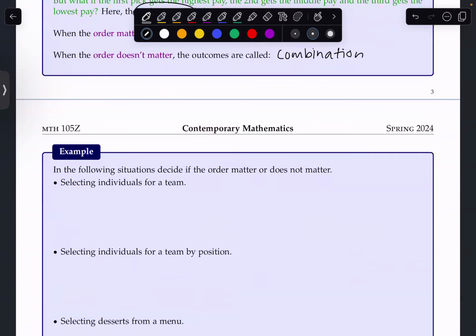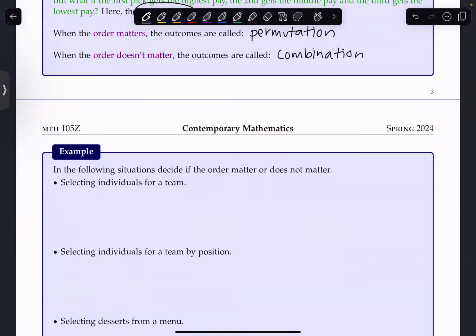So let's say we are selecting individuals for a team. Okay, and really, you can't tell the difference between if I pick the first, second, or third, because they're all just going to be part of this big team where no other choices were made. So we're going to say here, order does not matter. Okay, and when order does not matter, this is a combination.